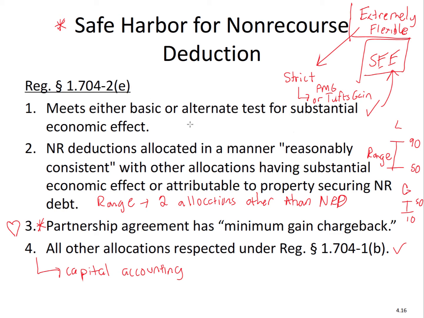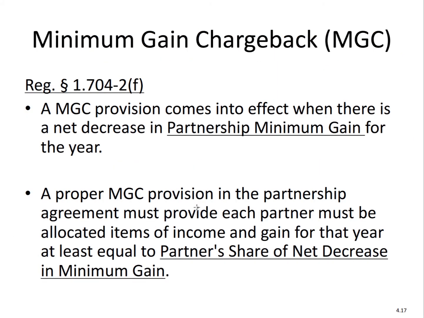By the way, I mentioned the partner's interest in the partnership. If this safe harbor is not met, then we apply the partner's interest in the partnership, which is that factors test, which I talked about again in the first video. There is no safe harbor when it comes to partner's interest in the partnership for non-recourse deductions. There is a safe harbor, though, for the non-recourse deductions if you meet this. That's very important to understand. All right.